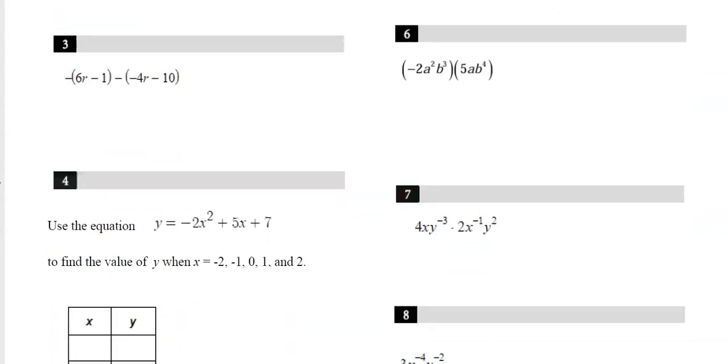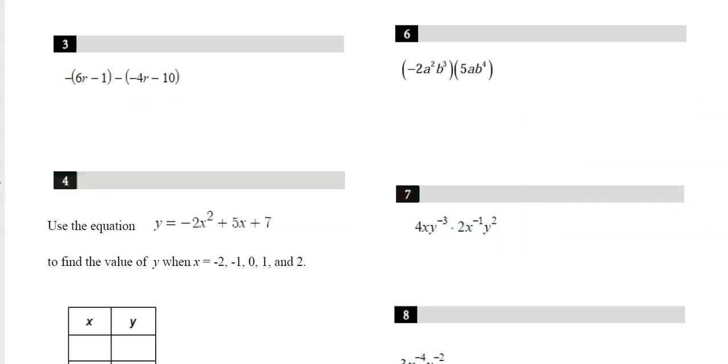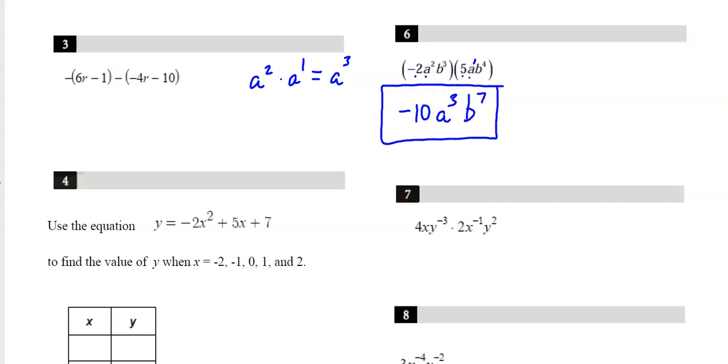Moving on down, now we're getting into powers. So we're multiplying powers times powers, so we add exponents. First we have coefficients. -2 times 5, well that's -10. Now we need to do the a's. A squared times a to the first. Well remember, you just add the exponents. That would be a to the third. And then b to the third times b to the fourth is b to the 7th. And that's as good as we can go.